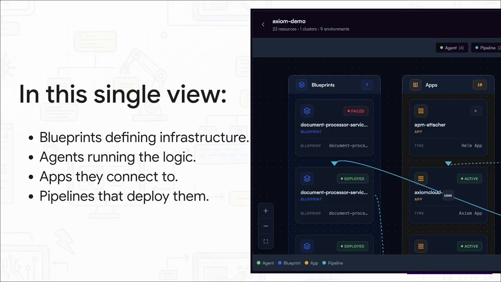In this one view, you can see how it all connects. The blueprints are defining the foundation, the infrastructure. The agents are running all the logic we built on top of that infrastructure. Those agents are then interacting with different apps, and the whole shebang is managed and deployed by these automated pipelines. It's the entire ecosystem, right there at a glance.